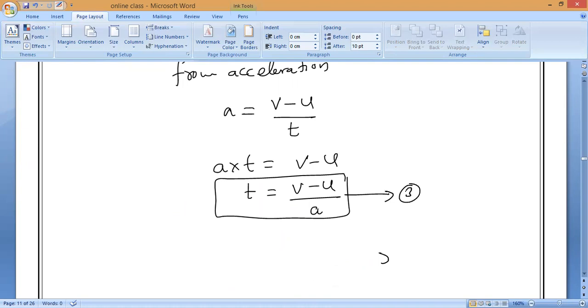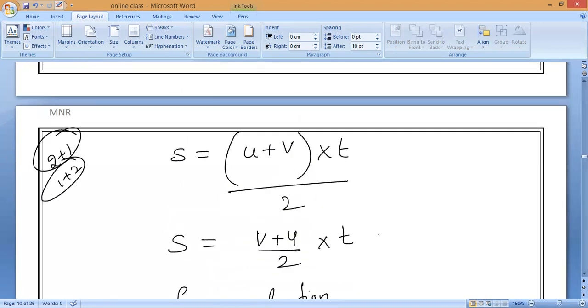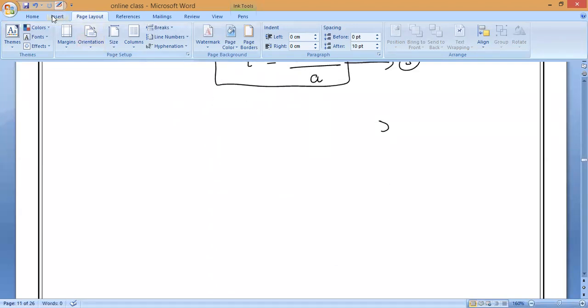Now, let us take this as equation number 3, and substitute equation number 3 in equation number 2. So what will come, guys? You tell me. You can take common also, Hari. No problem, same thing will come. Now substitute it. What will come? S is equal to V plus U by 2 into V minus U by A. Is it right or wrong, everybody?